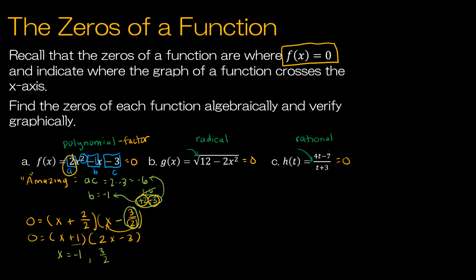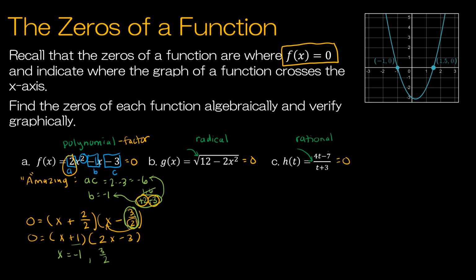So it's +1 and then -3/2. I've just changed those signs. Now, check it graphically. If you can see, this is the graph of that function, -1, 0, and 3/2 or 1.5, 0.